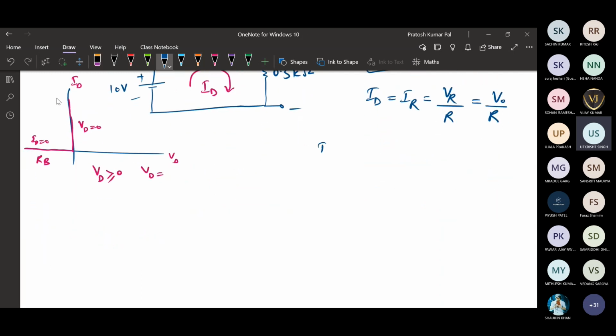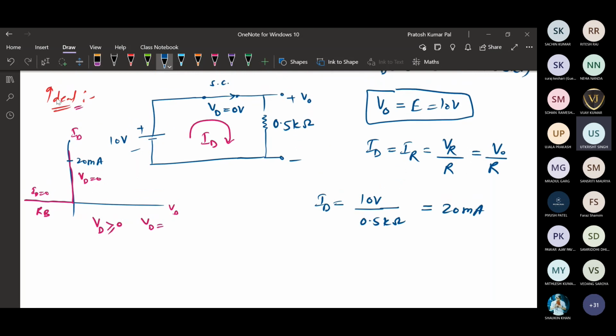So from there we can just write ID equals V naught, that is 10 volt divided by 0.5 kilo ohm. So that will be coming out to be 20 milliampere. So that means when VD is 0 or higher, the current that will be flowing is 20 milliampere.